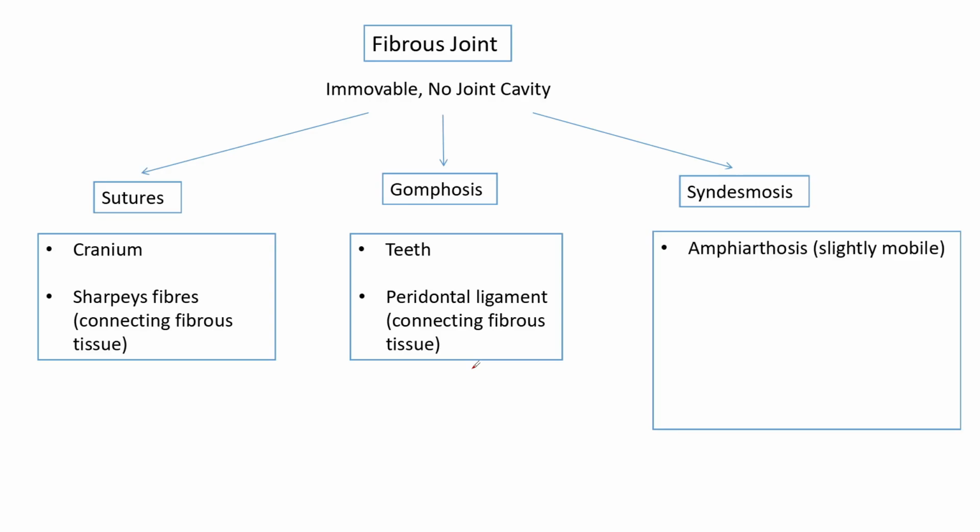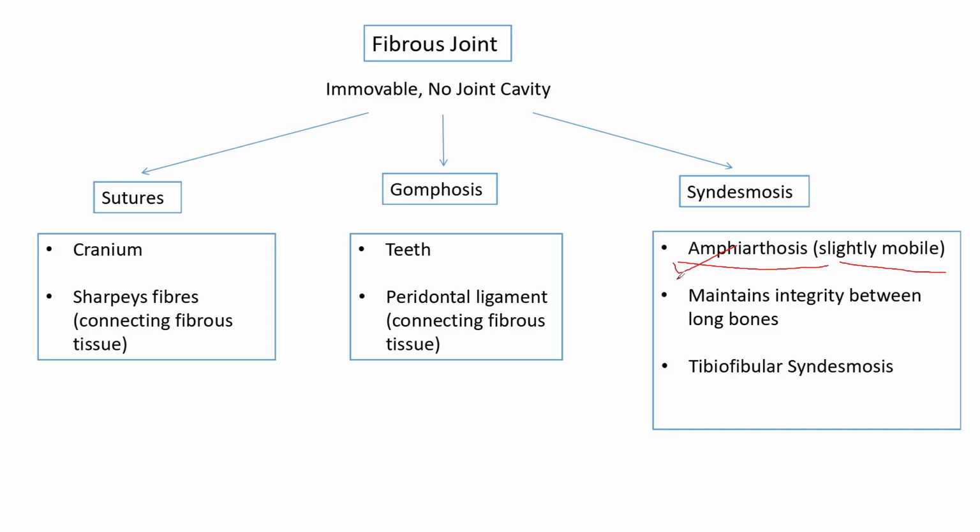Now, syndesmosis is an amphiarthrosis. Usually, a fibrous joint, as we discussed earlier, will be a synarthrosis, an immobile joint. However, a syndesmosis is an exception of a fibrous joint, which is an amphiarthrosis. A syndesmosis maintains integrity between long bones. The examples are tibiofibular syndesmosis between the tibia and fibula, and the radio-ulnar syndesmosis between the radius and the ulna.